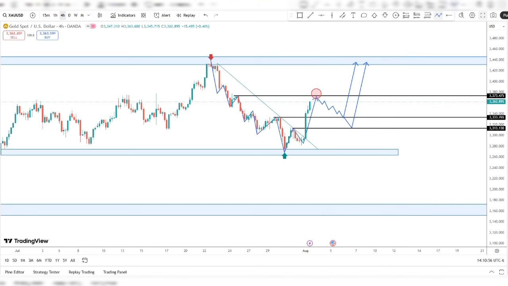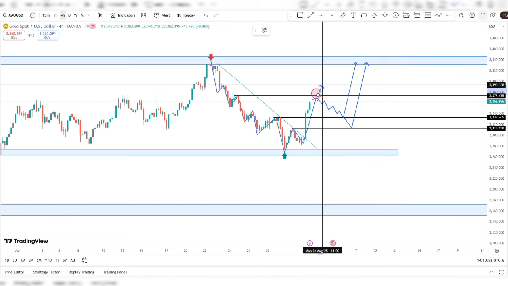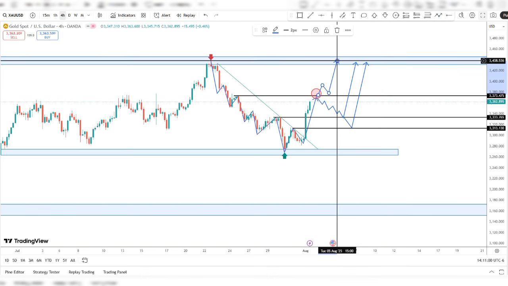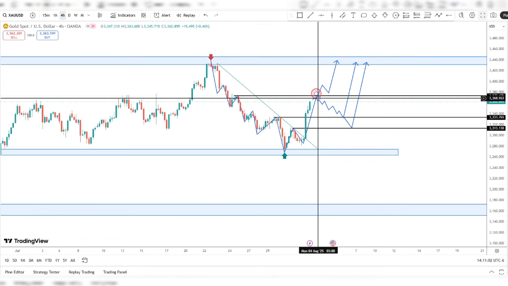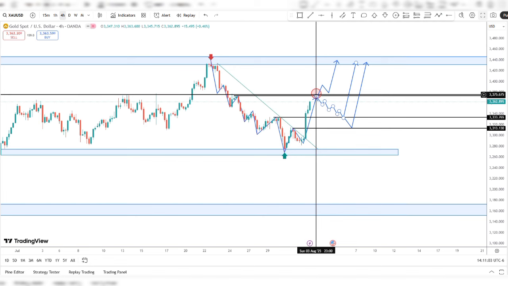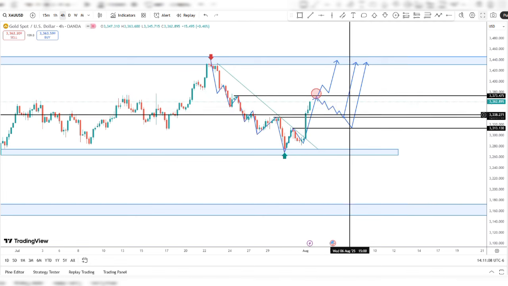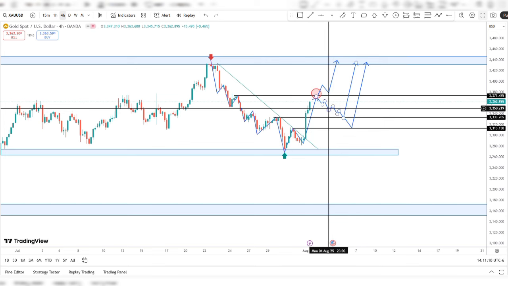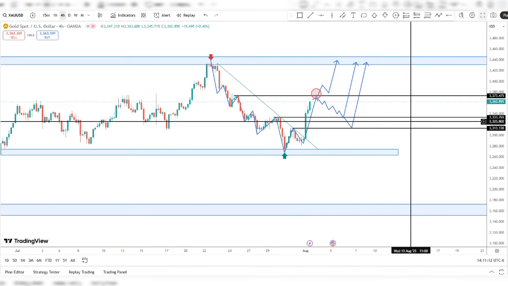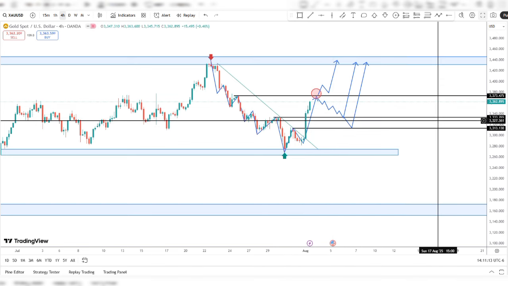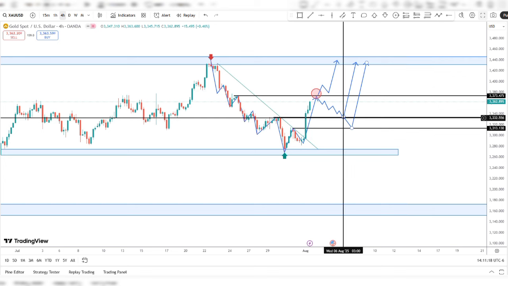Okay, so if price breaks strongly here, it might just continue to the upside, but if it does form a bearish candle here, then it might continue to the downside. And if that happens, I would advise you wait until price gets to this 3333 level and see if it gives us a bullish signal from there.